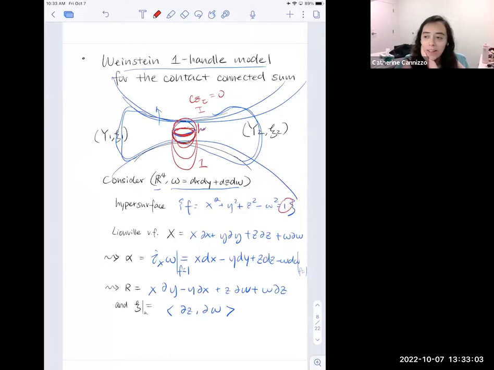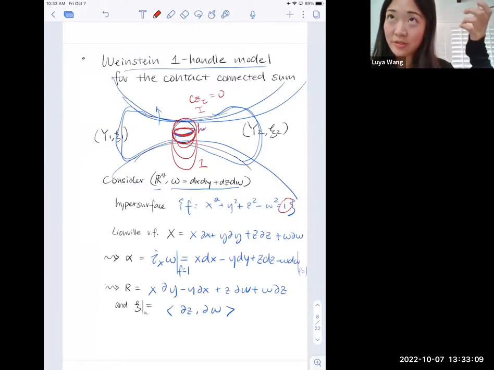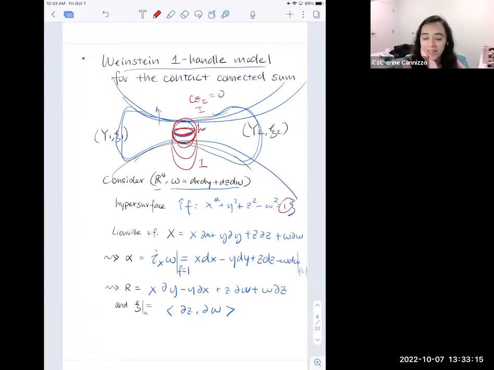Okay. Can you think of it as a very small hyperbolic orbit? Okay. That's the only thing that you add. You have extra in the connected sum. That makes sense. Thank you.